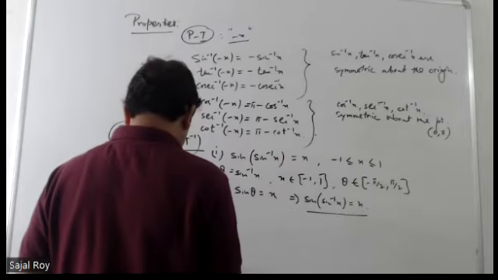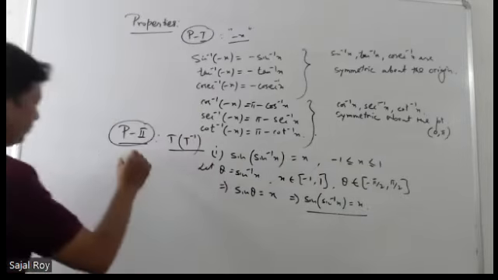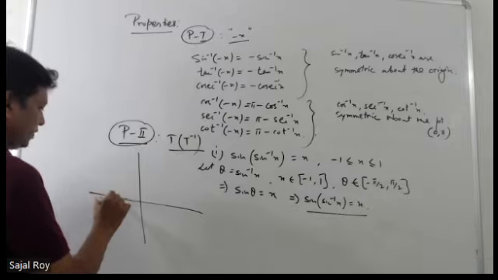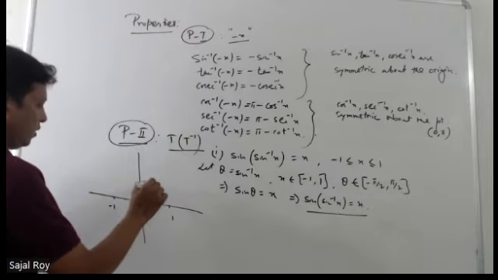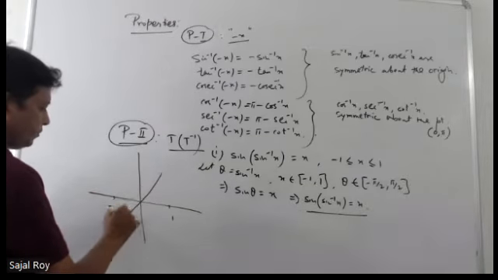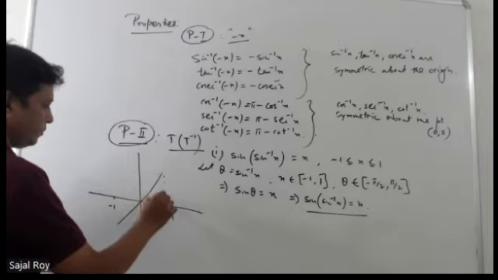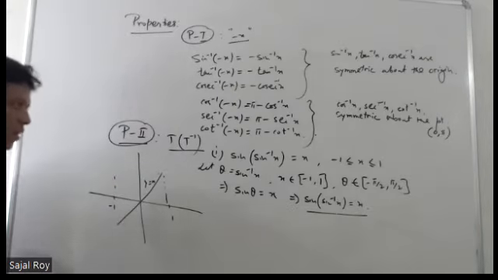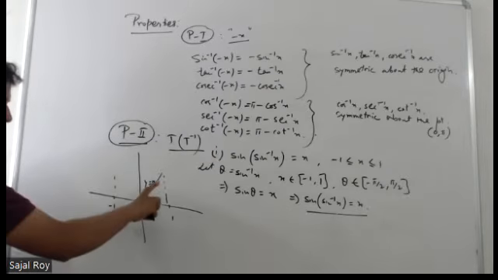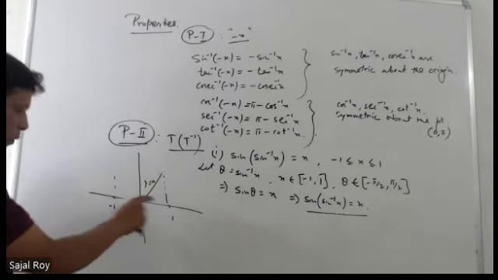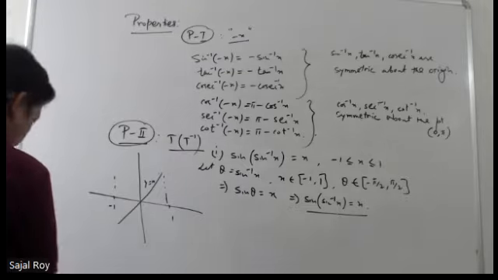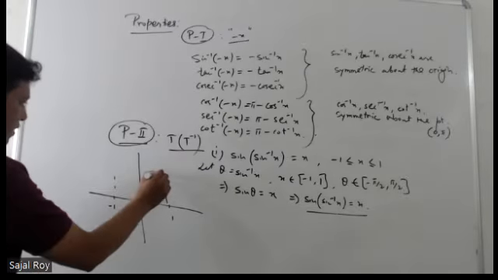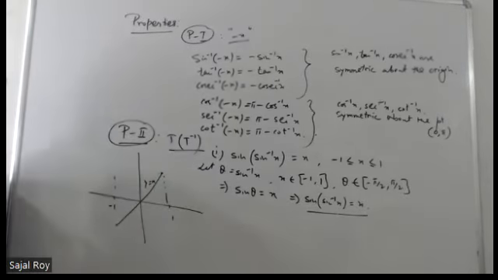-1 to 1. Okay. This is -1. This is 1. This is your y equal to x. Actually, you are graphing this graph. Sine of sine inverse x is basically x, but it should be between -1 and 1. These are the end points of this graph. This is your y equal to x.